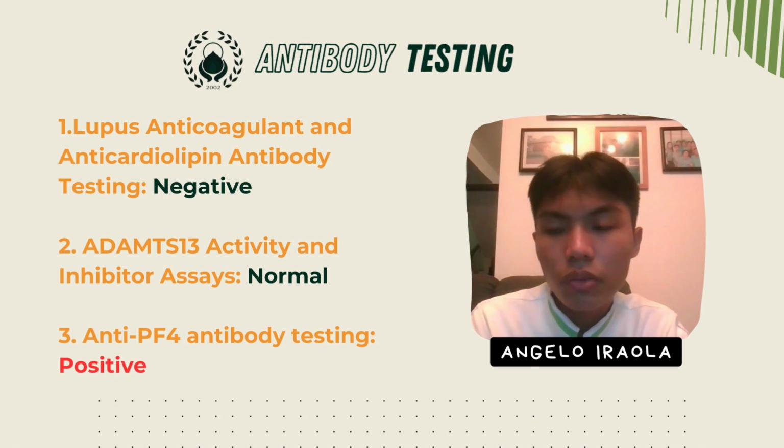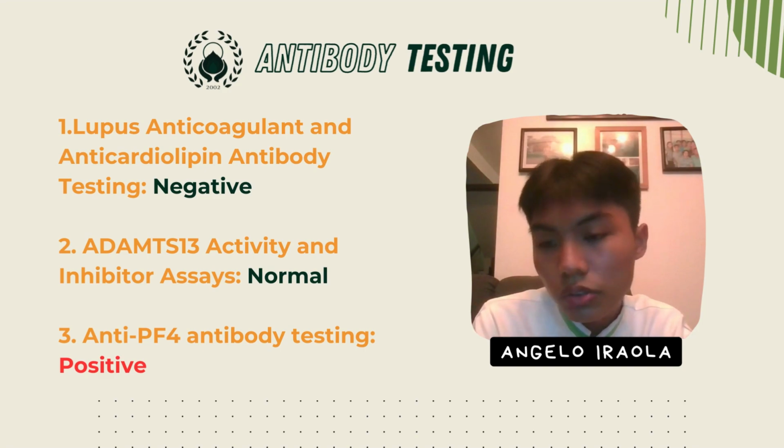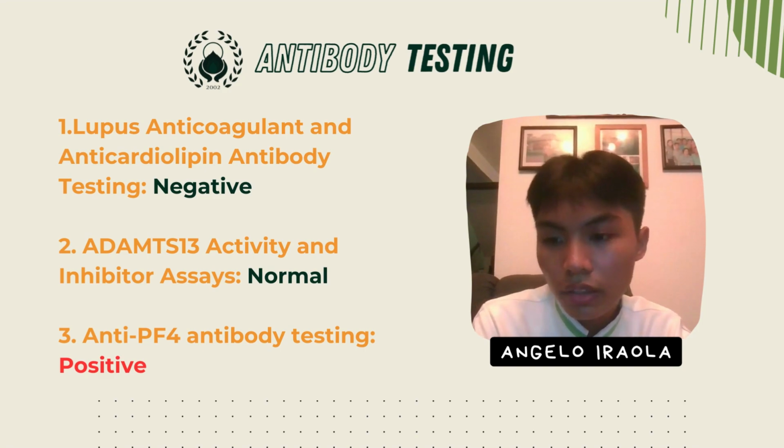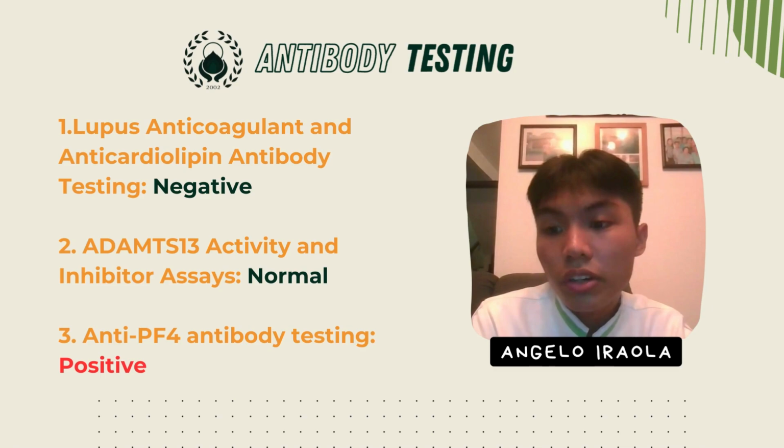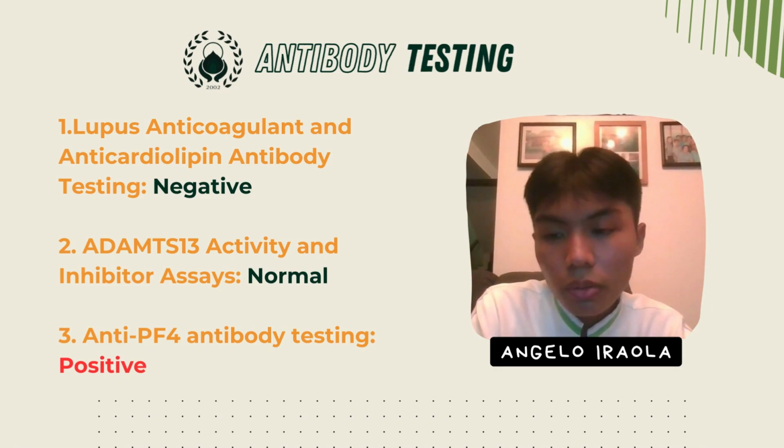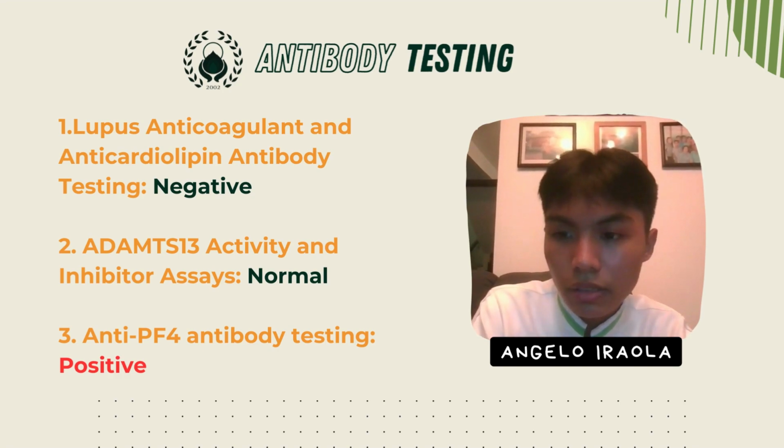The result for lupus anticoagulant and anticardiolipin antibody was negative. This indicates that we can finally rule out the possibility of antiphospholipid syndrome. Both lupus anticoagulant and anticardiolipin antibodies are associated with increased blood clotting risks, particularly in the context of autoimmune disorders such as systemic lupus erythematosus, SLE, or antiphospholipid syndrome, APS.